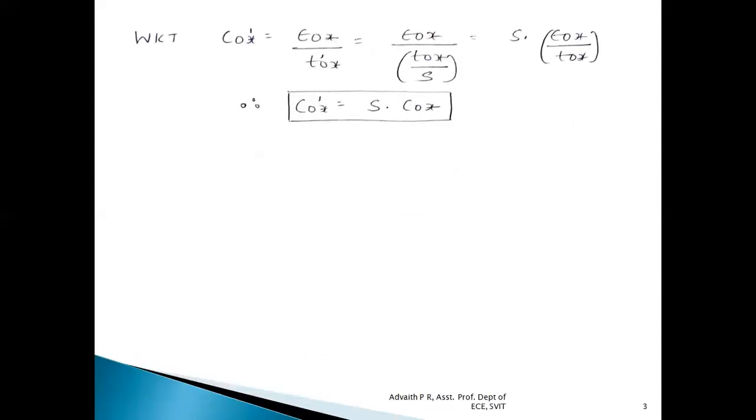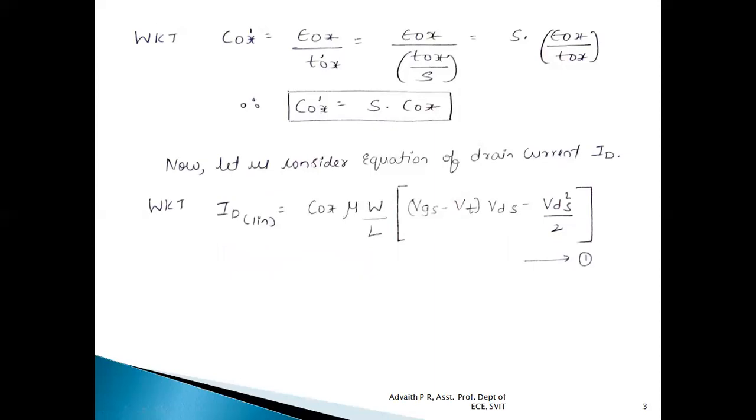So we already know this particular expression. COX dash is equal to epsilon OX divided by TOX dash. The COX dash is nothing but oxide capacitance after scaling, which is equal to epsilon OX, which is permittivity of oxide, divided by TOX dash, which is the thickness of the oxide after scaling. We already know that the thickness of the oxide after scaling, TOX dash, is given as TOX divided by S. So this S goes to the numerator, so it will become S into epsilon OX divided by TOX. Epsilon OX divided by TOX is nothing but oxide capacitance. Hence, COX dash, which is the oxide capacitance after scaling, is equal to scaling factor multiplied by normal oxide capacitance before scaling.